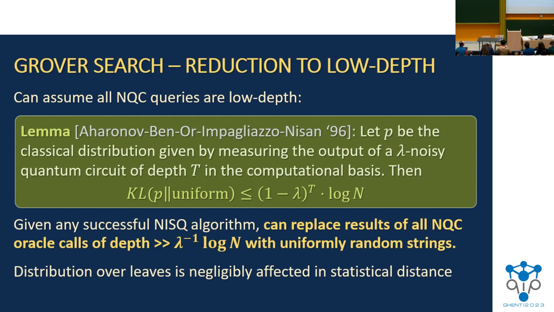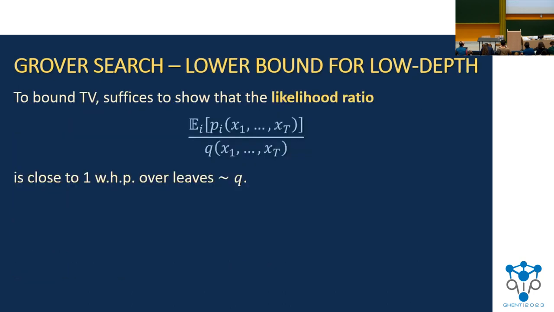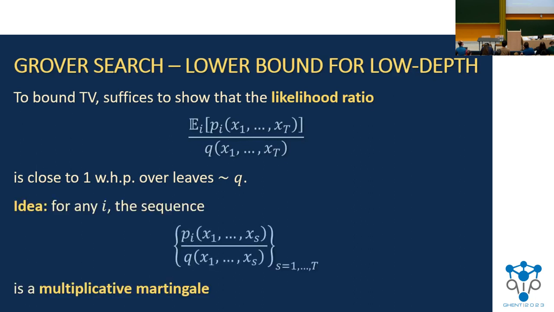Okay, so that's the first step of the proof, and the second step is I owe you a lower bound when all of my oracle queries are actually low depth quantum circuits. Okay, so I want to bound this TV distance between these two distributions. Equivalently, one way to do this is to show that the likelihood ratio between these two distributions is always close to 1 with high probability. And the idea for doing this is if you look at this sequence of likelihood ratios between P sub i and Q for the first, let's say, s iterations, this sequence is actually a multiplicative martingale, which means that if I look at the multiplicative jump when I go from the sth step to the s plus first step, in expectation that multiplicative jump is 1.